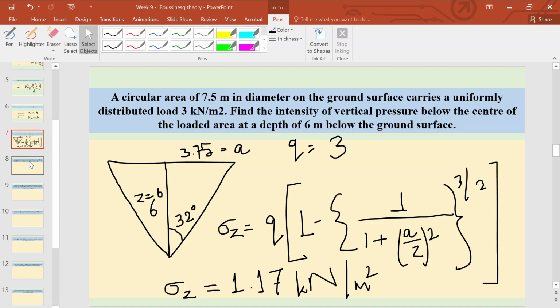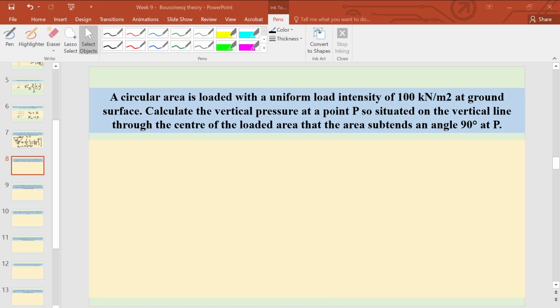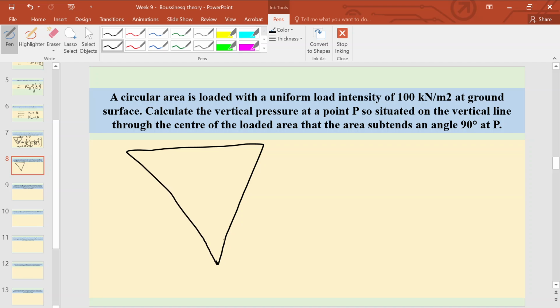Okay. Yes. Next sum. Circular area loaded with uniform load intensity of 100 kilonewton per meter square at ground surface. Calculate the vertical pressure at a point P situated on the vertical line through the center of the loaded area such that the area subtends an angle of 90 degree. Have you solved this sum? Yes, sir.